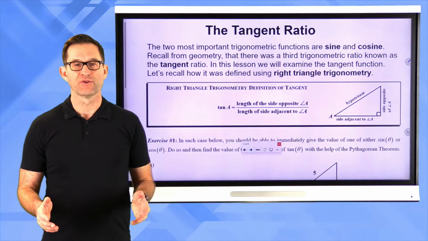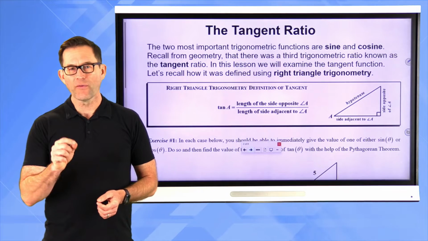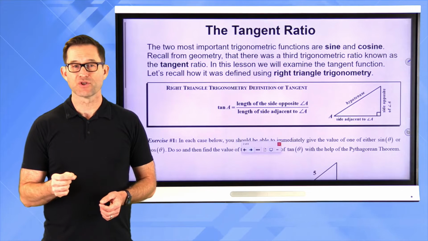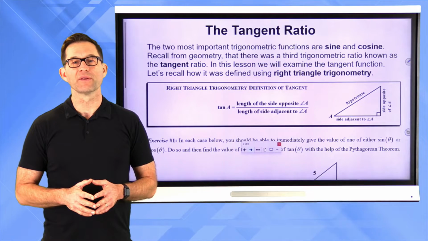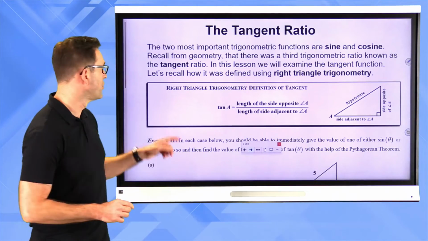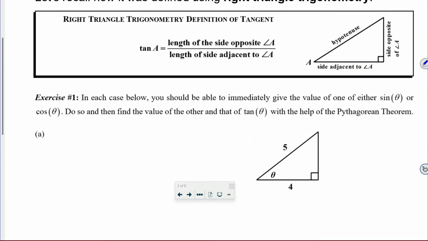So, the tangent ratio. The two most important trigonometric functions are sine and cosine. Recall from geometry that there was a third trigonometric ratio known as the tangent ratio. In this lesson, we will examine the tangent function. Let's recall how it was defined using right triangle trigonometry. The tangent of A is equal to the length of the side opposite angle A divided by the length of the side adjacent to angle A.